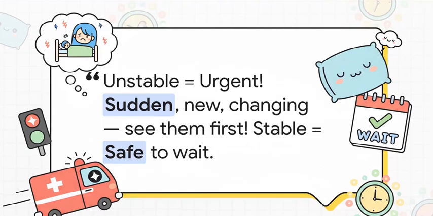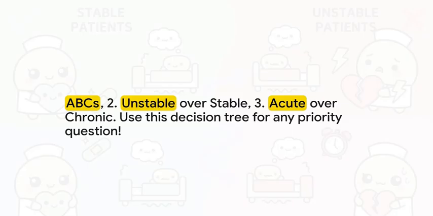And don't forget your little mnemonic to make it stick. Let's say it together. Unstable equals urgent. Sudden, new, changing, worsening. See them first. Stable equals safe to wait. Simple as that.